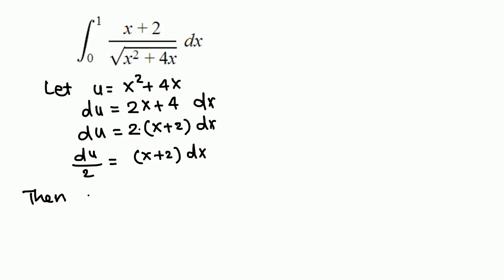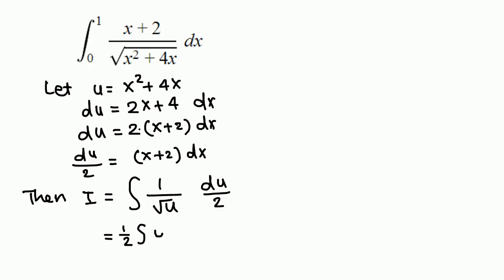Without these limits, this integral, I'm writing I, becomes the integral where the top x plus 2 dx is du over 2, and we have 1 over root u. Now this is a well-known indefinite integral. We can easily find it using the power rule. How? The 2 we can pull all the way outside, so 1/2 integral, and u raised to 1/2 on the bottom, take that to the top, so u raised to negative 1/2 du.